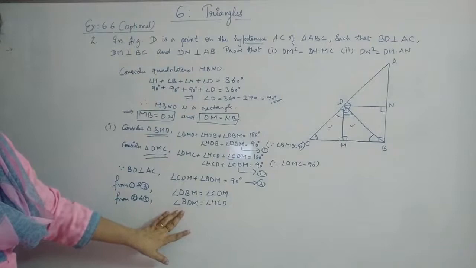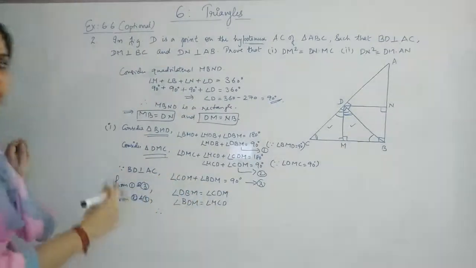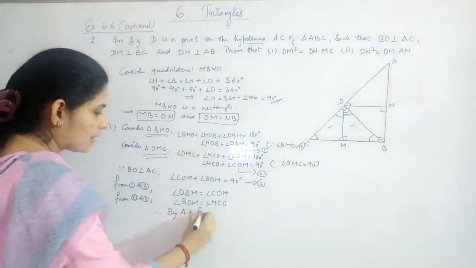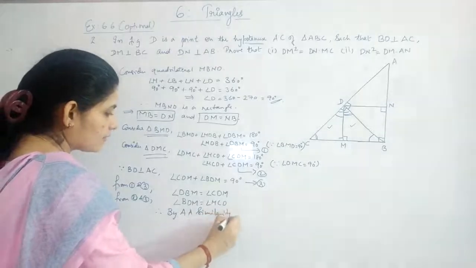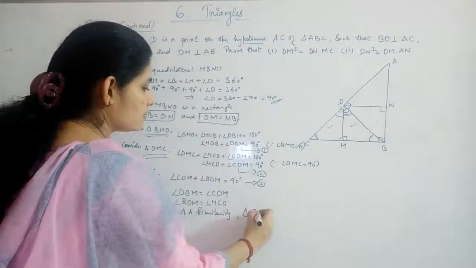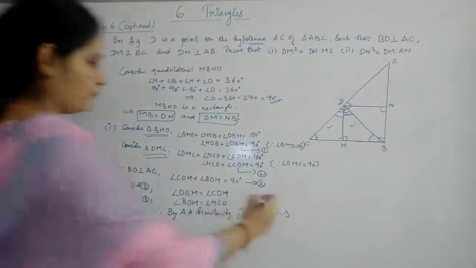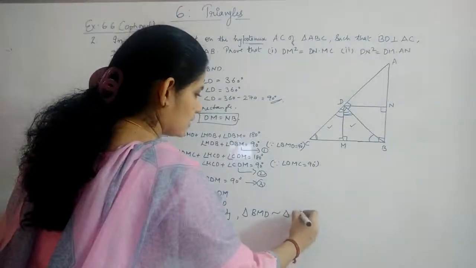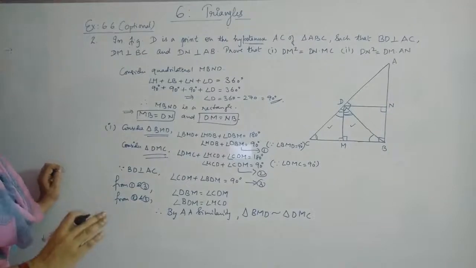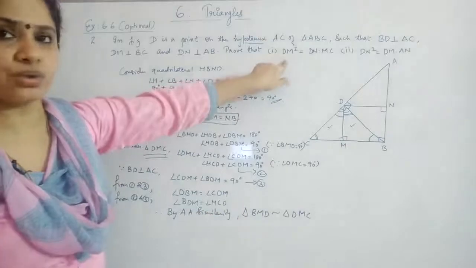So their corresponding sides, because the two triangles are having that AA property, that is two angles are equal, means by AA similarity what you will get is triangle BMD will be similar to triangle DMC. Okay, so what we can say, the corresponding sides will be proportional. Now what corresponding sides we have to take, we will just go through what we need.